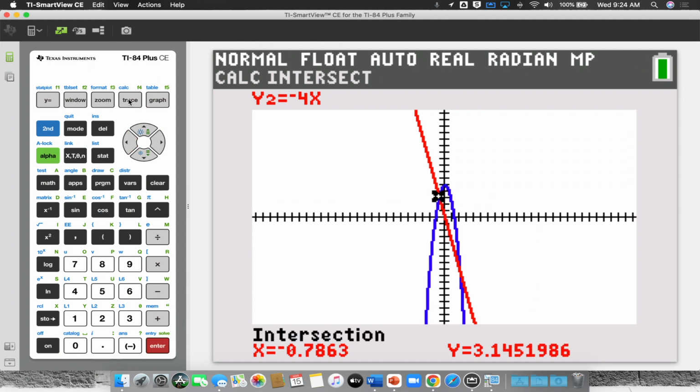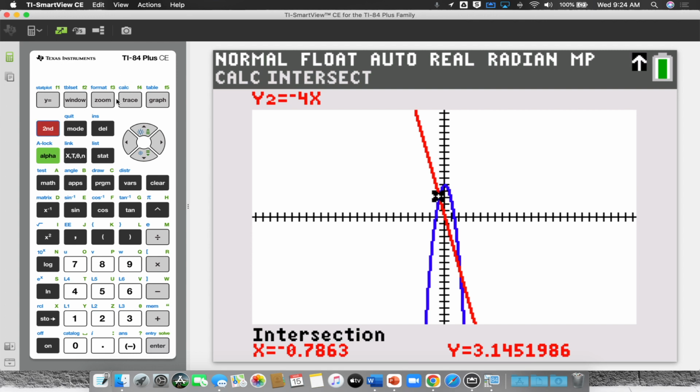So the first one on the negative x side looks like negative 0.7863. That's going to be the lower bound. Negative 0.7863. Okay, so now let me find the one on the other side.